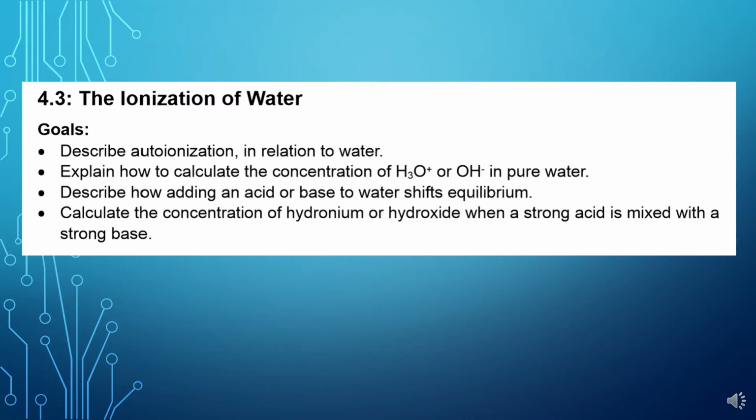Some of the goals for this lesson are we're going to describe the auto-ionization of water, so what auto-ionization is. If you've seen things like autotrophs or automatic, these are things that they do to themselves. We're going to explain how to calculate the concentration of hydronium or hydroxide ions in pure water. We're going to describe how adding an acid or a base to water shifts the equilibrium between hydronium and hydroxide. And finally, we're going to calculate the concentration of hydronium and hydroxide ions when a strong acid is mixed with a strong base. So there are our objectives today. And you'll notice the first type of calculation that we have.